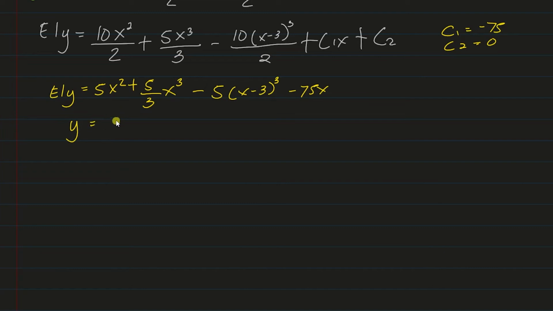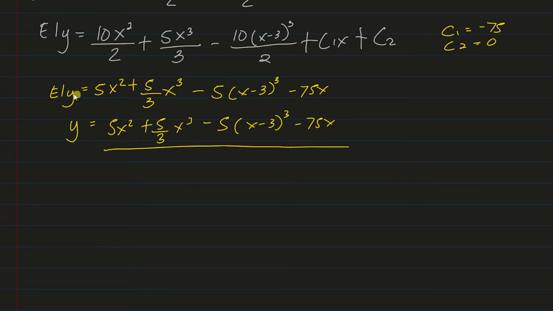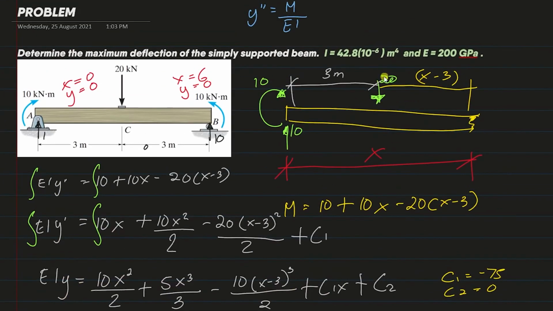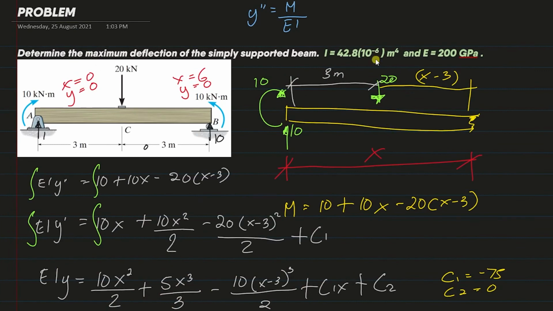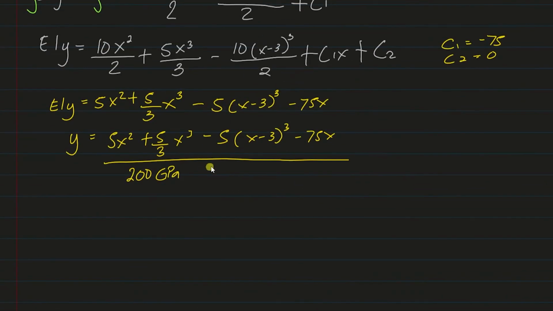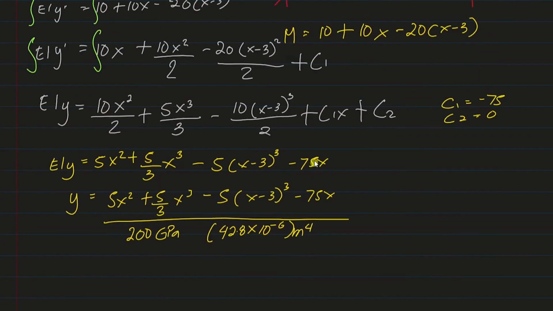Y, or the deflection, is equal to 5x squared plus 5 over 3 x cubed minus 5 times x minus 3 cubed minus 75x, divided by, what's our E? Di ba kasi ilalagay natin ito sa denominator, pero ano yung E natin? Ang E natin is 200 gigapascal, 200 GPa. And we have the value of our I, or the moment of inertia, which is 42.8 times 10 raised to negative 6 m raised to 4.